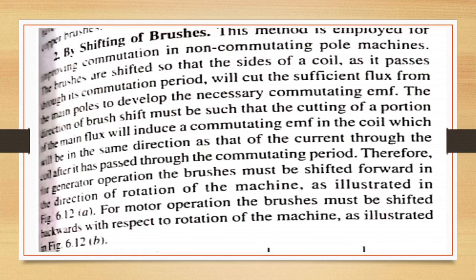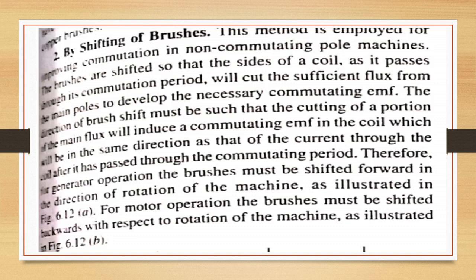Okay. The second method of improving commutation is by shifting of brushes. This method is employed for improving commutation in machines without commutating poles, and brushes will be shifted so that the sides of a coil, as it passes through its commutation period, will cut sufficient flux from the main pole to develop the necessary commutating EMF. And the direction of brush shift must be such that the cutting of a portion of the main flux will induce a commutating EMF in the coil, which will be in the same direction as that of the current through the coil after it has passed through the commutating period.